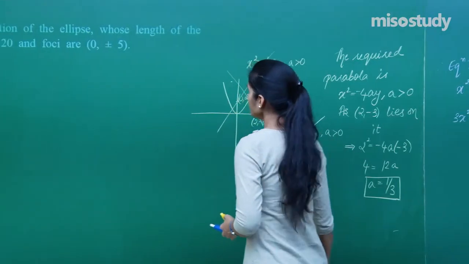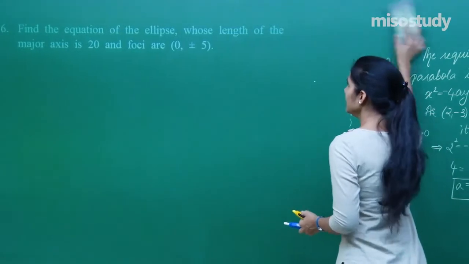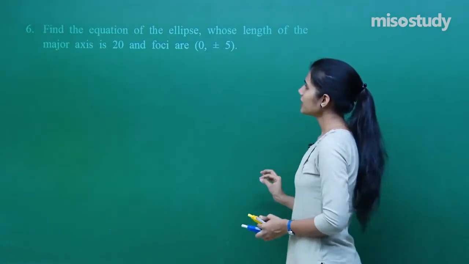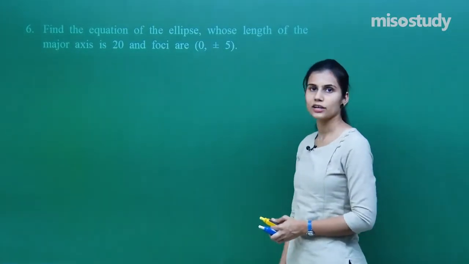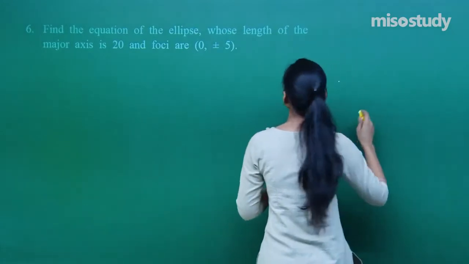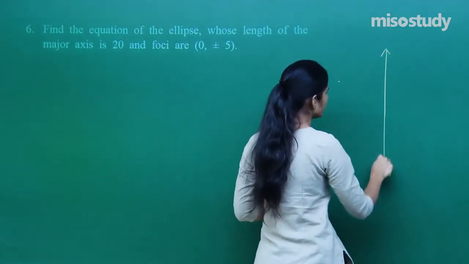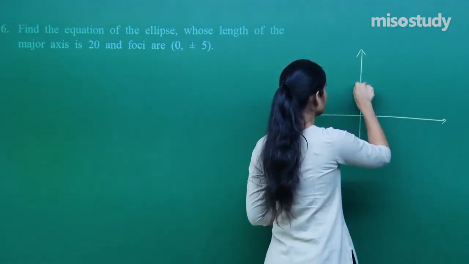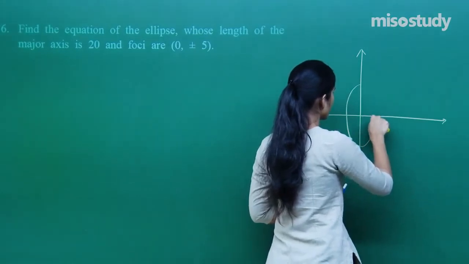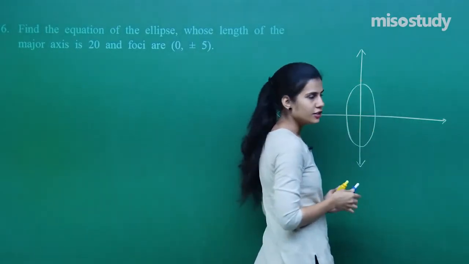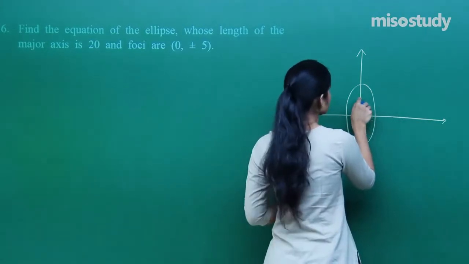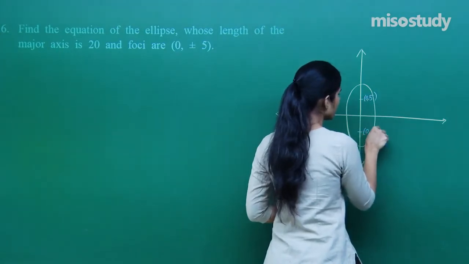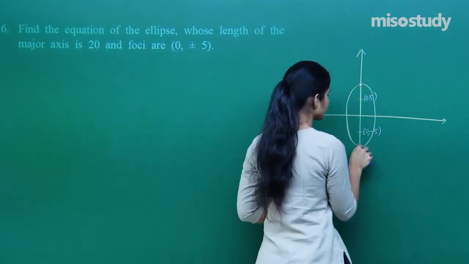Next, we have to find the equation of the ellipse whose length of the major axis is 20 and foci are (0, plus minus 5). This obviously means that the major axis is along the y-axis because the focus lies on the major axis, and the coordinates are (0, plus minus 5). So obviously somewhat like this would be my ellipse, right? Focus is given to be (0, 5), (0, minus 5). These are the vertices.